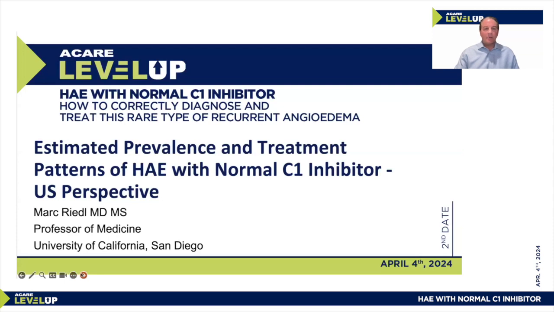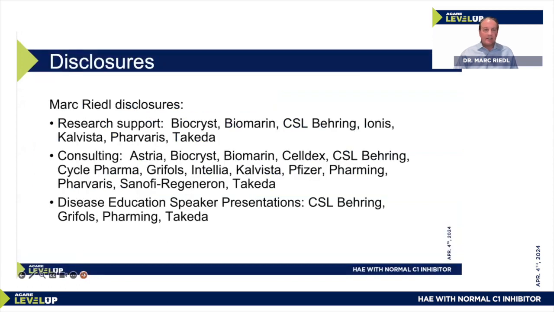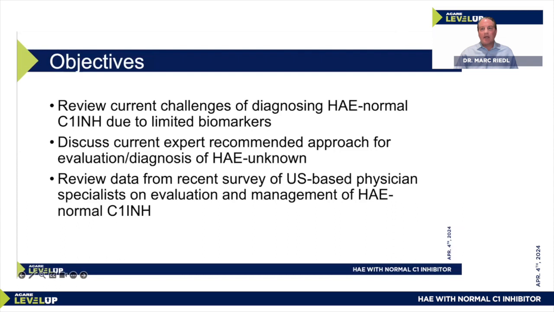So I'm going to talk a little bit about, I guess, our experience and some of the data we've generated grappling with this diagnosis of HAE with normal C1 inhibitor in the United States. These are my disclosures. And my goal for the next few minutes is to discuss the following. We'll talk about the current challenges of diagnosing HAE with normal C1 inhibitor due to our limited biomarkers. And you've heard about the genetic testing quite extensively and nicely in the last couple of talks. I'll talk a little bit about the expert recommended approach for evaluating these patients.